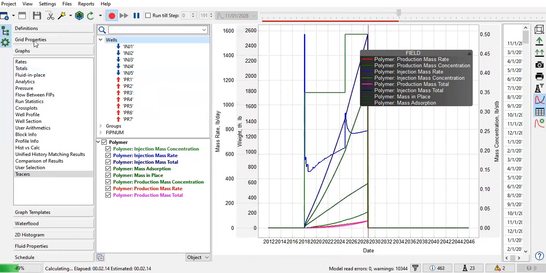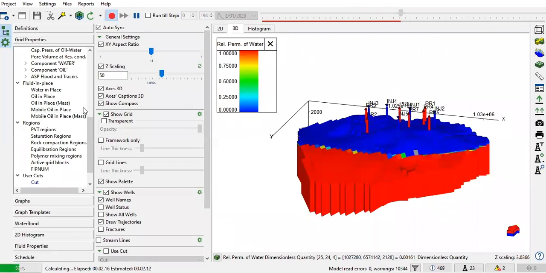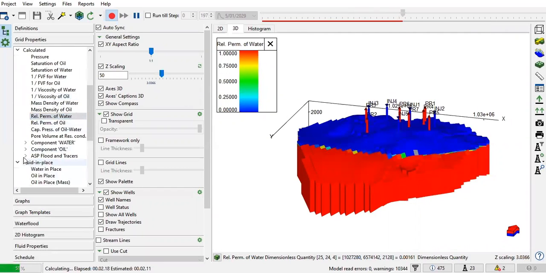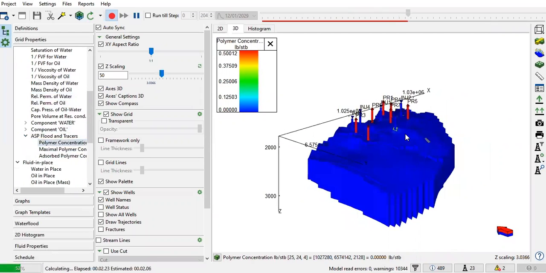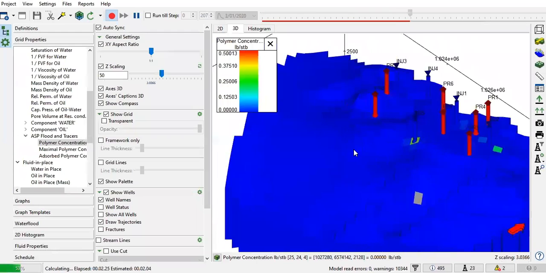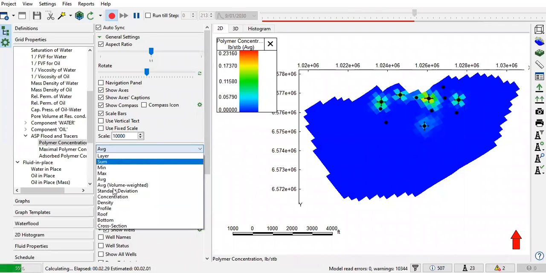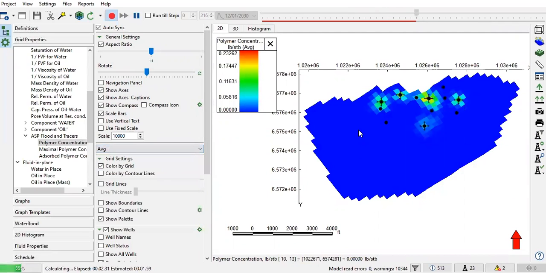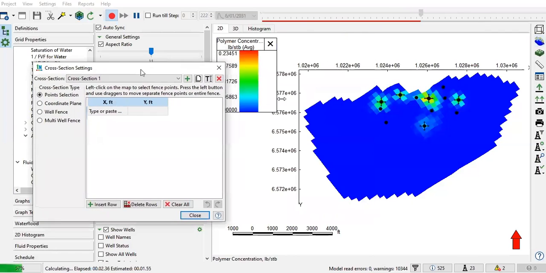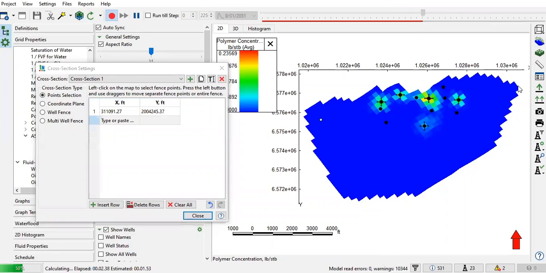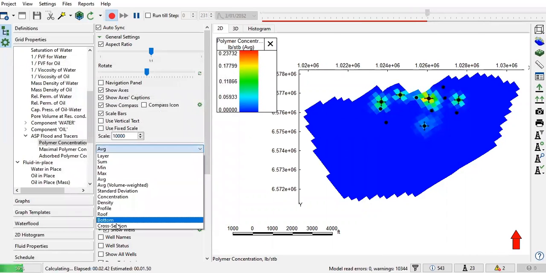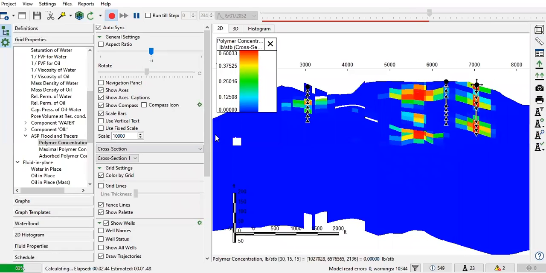Okay, and then we can also check here ASP flood tracer polymer. Okay, 2D, you see there. Make sure you are checking the average, and we can also check or make the cross section. There you can see.